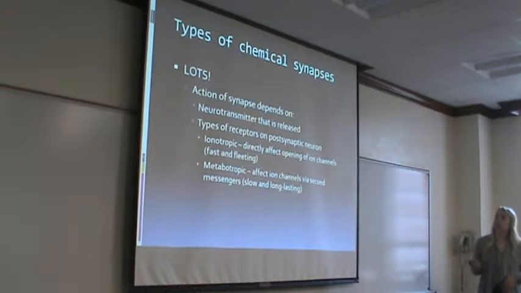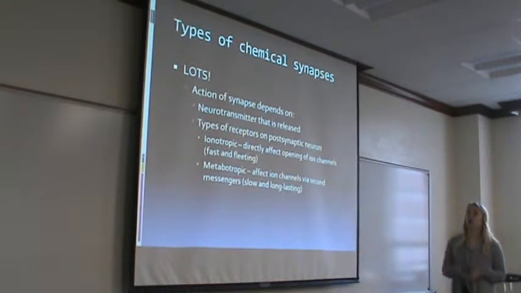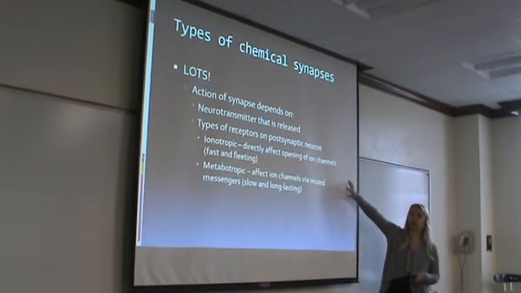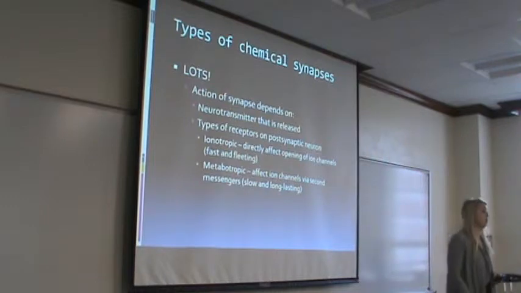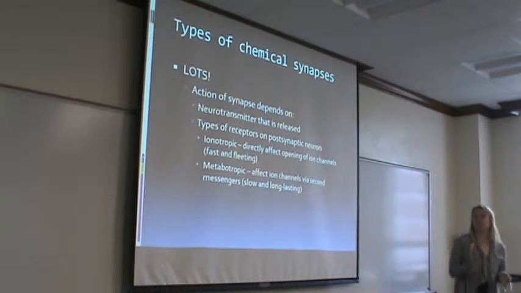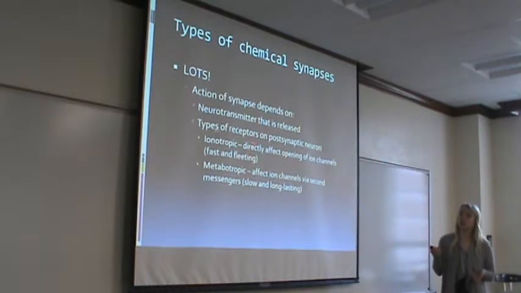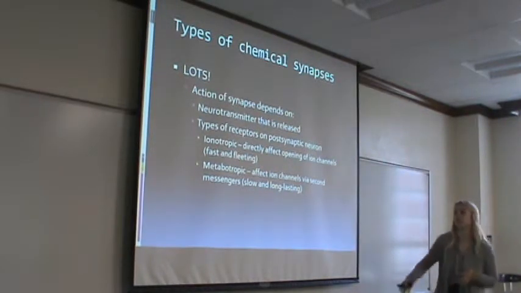So this is a good slide, right? So different types of chemical synapses. You guys spent a lot of time talking about the differences between ionotropic and metabotropic. And so that is something that you need to know. So you should be able to understand and list the properties of an ionotropic receptor, and you should have a firm understanding of how that is different from metabotropic.